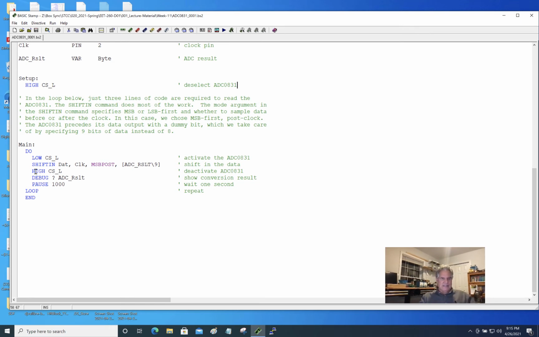Once we get that data in, we take the chip select active low signal, we take it back high to deactivate or deselect the ADC 0831, and then we print out the conversion result, and we're going to print it out in decimal. And I think maybe we should print it out both in decimal and binary.